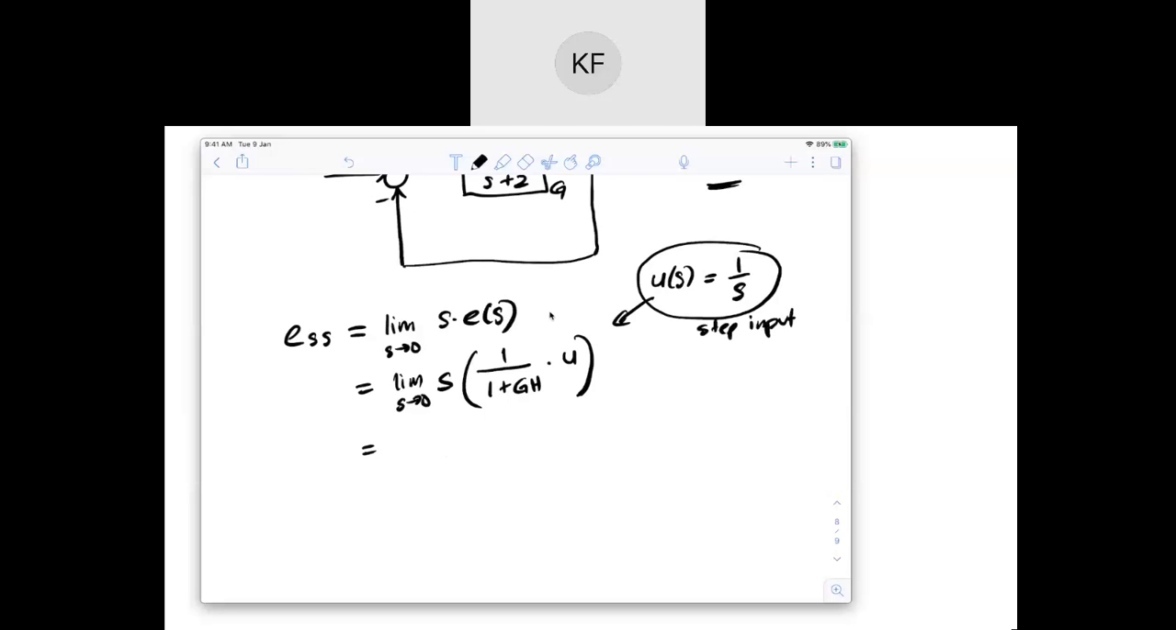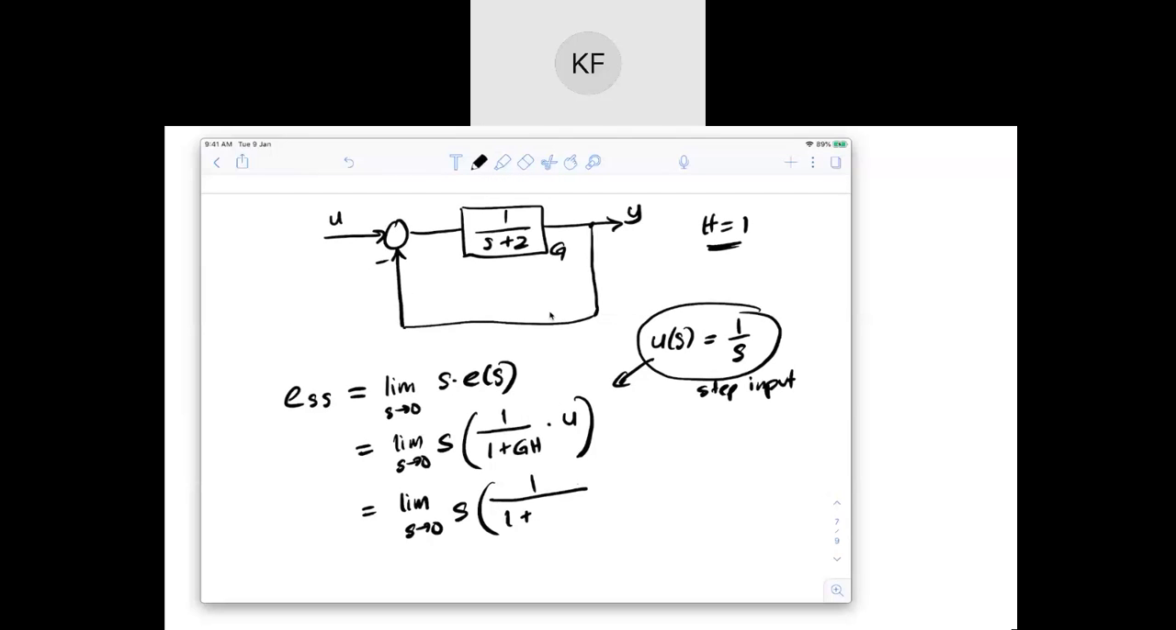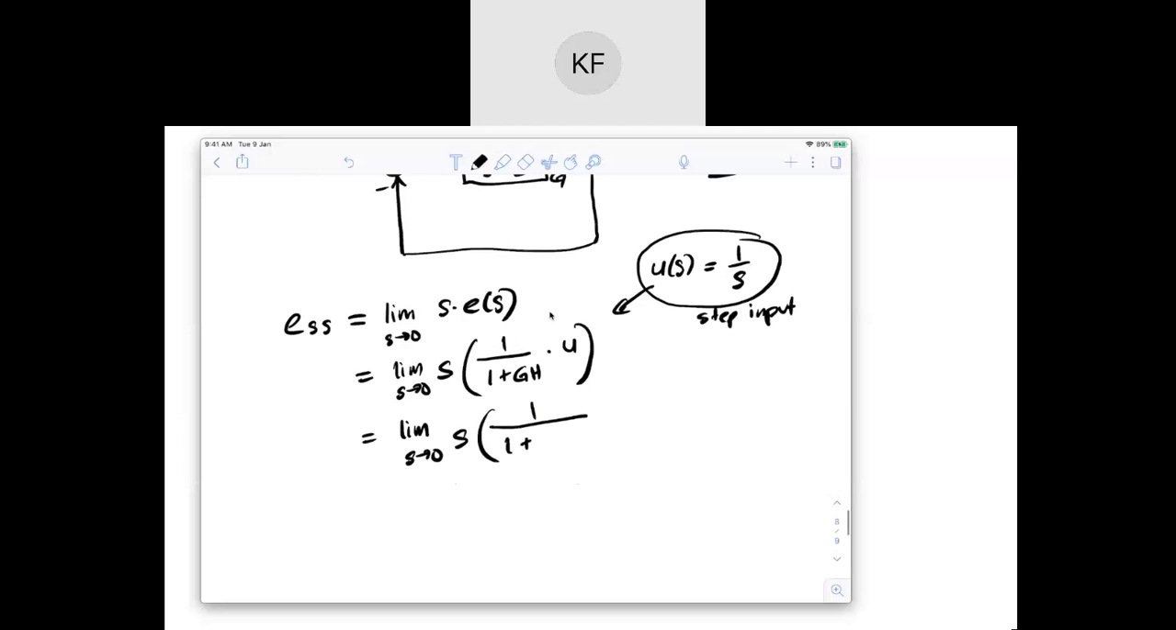All right, so what happened is that this equation will become the limit as S goes to 0 of S times 1 over 1 plus G. My G is 1 over S plus 2 and my H is equal to 1, so this is 1 over S plus 2 multiplied by 1, multiplied by the input 1 over S. The input is 1 over S because it's a step input. Straight away I know this S can be cancelled with the S in the input. Then I just focus on the remaining equation.